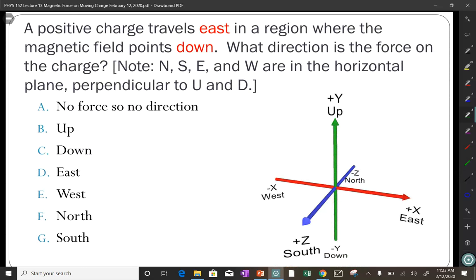Okay, first we'll answer 3 woo clap questions. Question 1. A positive charge travels east, so the velocity is like this, in a region where the magnetic field points down, so the magnetic field is like this. What direction is the force on the charge? I'll even write the equation for those who don't have it.